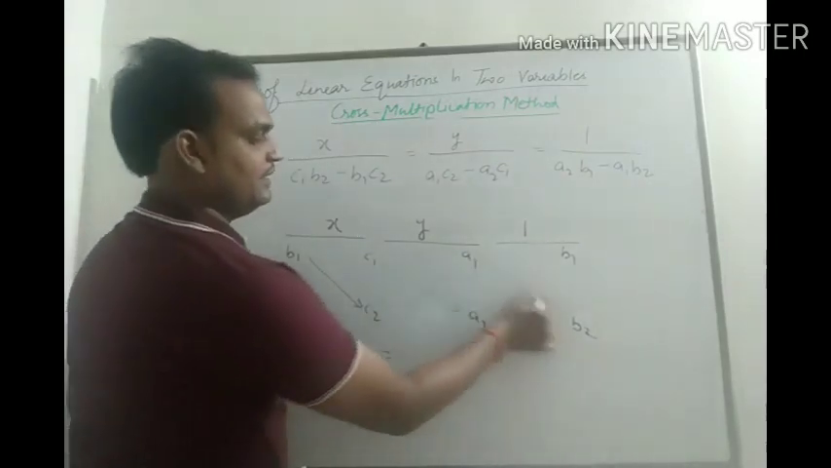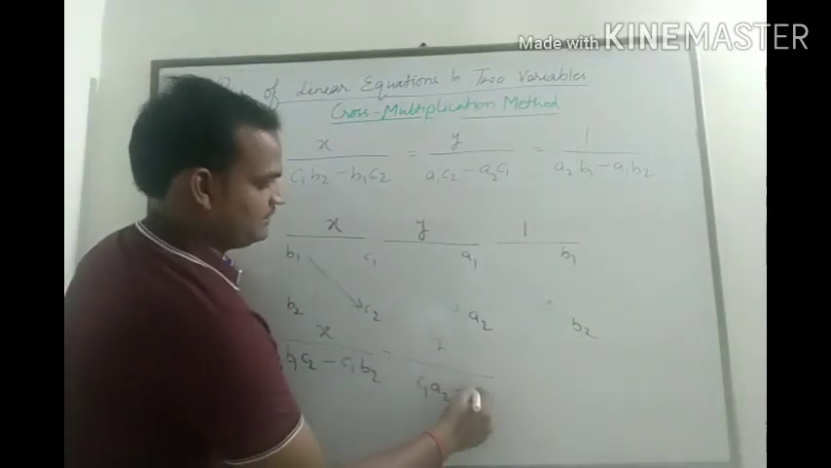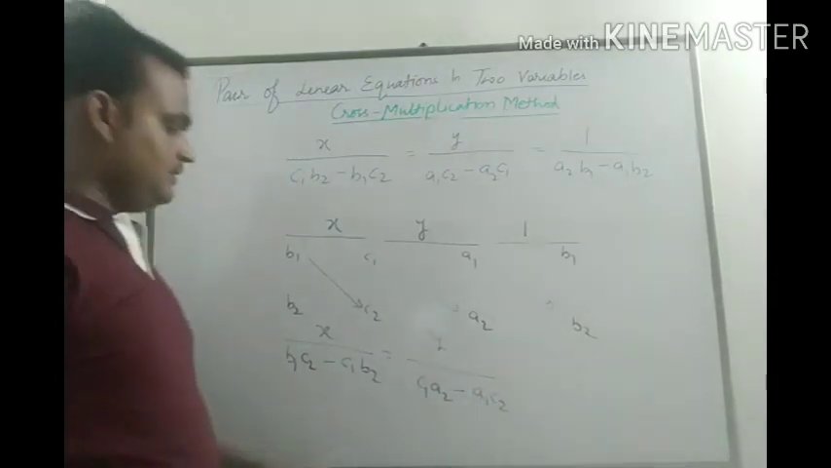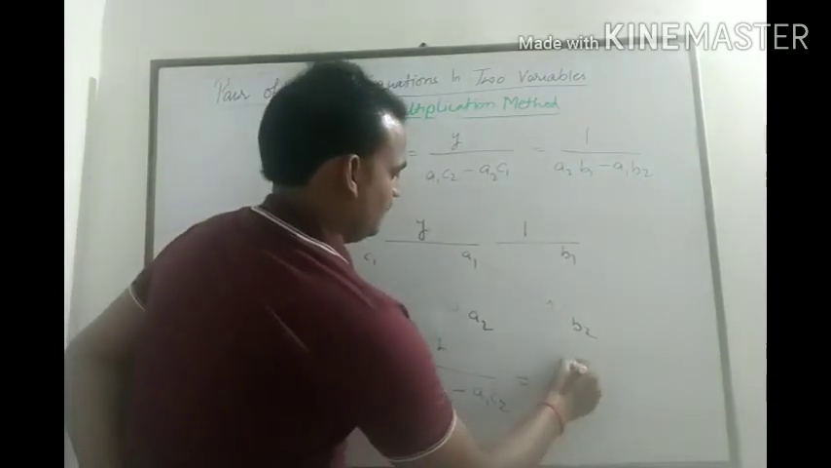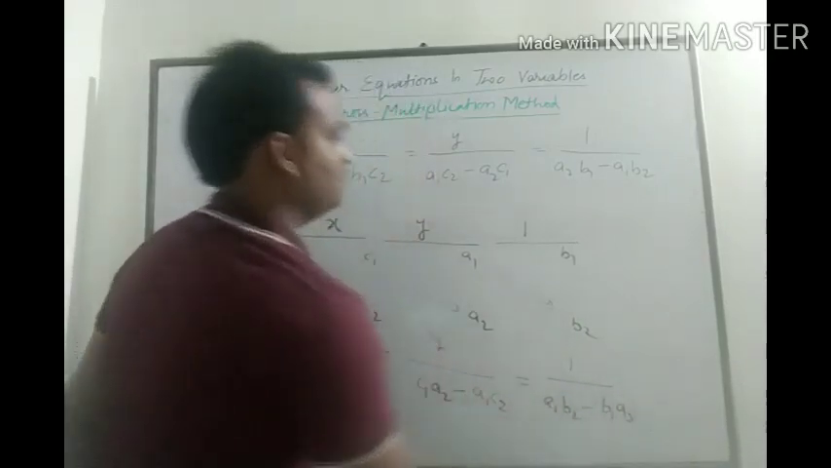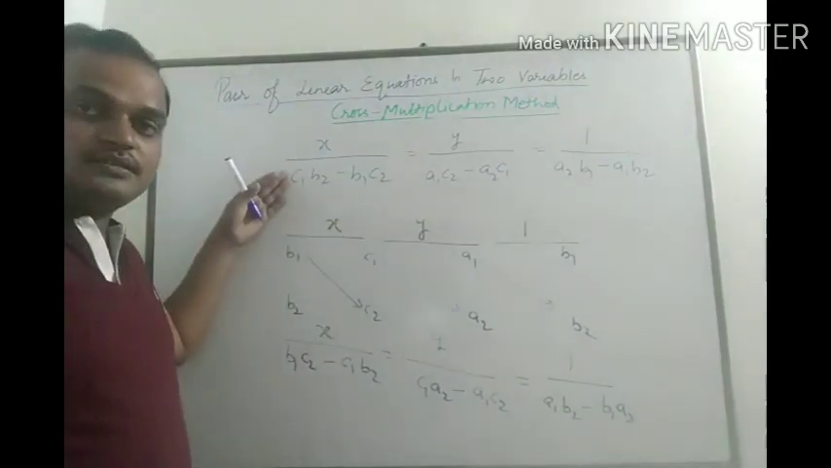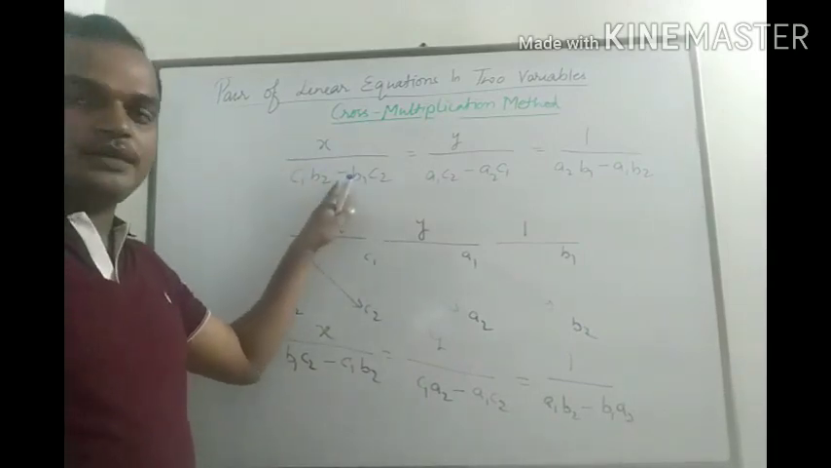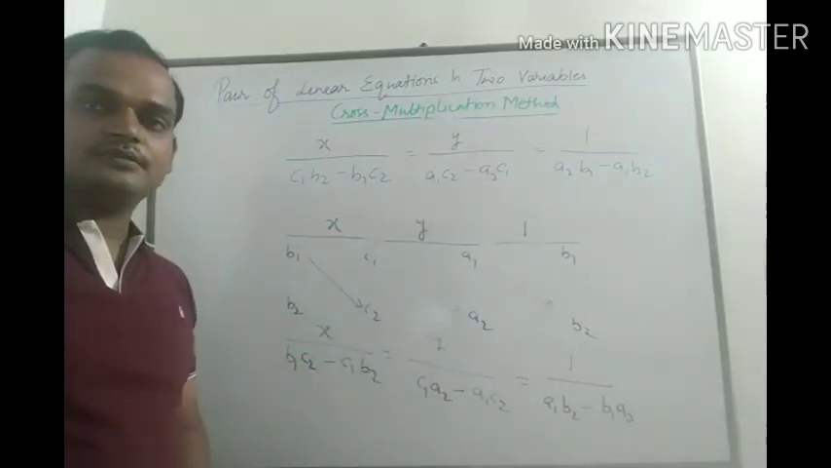Now this and this, y upon c1 a2 minus a1 c2. Again 1 upon a1 b2 minus a2 b1, and this is a similar formula to this. If we multiply by minus 1 here, we will get this. So these two formulas are there.